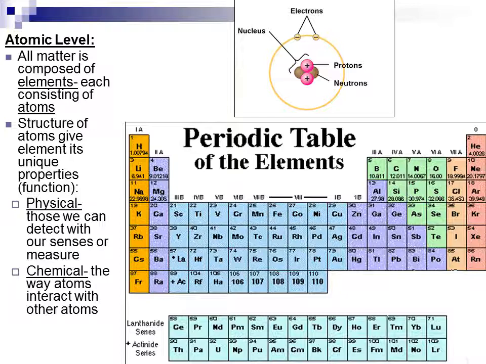But for right now, it is important to recognize that even at this level, we see the relationship between structure and function. The number and position of protons, neutrons, and especially electrons that make up an atom ultimately lead to the unique properties of each element. Physical properties are those that we can detect with our senses, such as color, texture, boiling point, and freezing point. Chemical properties refer to the way atoms interact with other atoms, bonding behavior, which we will also study in Chapter 2. Bonding behavior of atoms is going to be especially important because the bonding of atoms is going to result in the next level of organization.